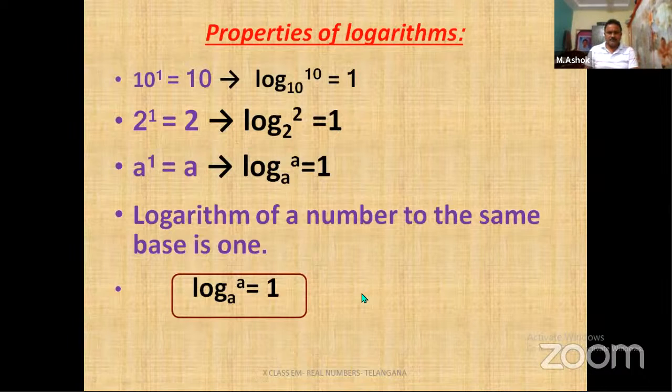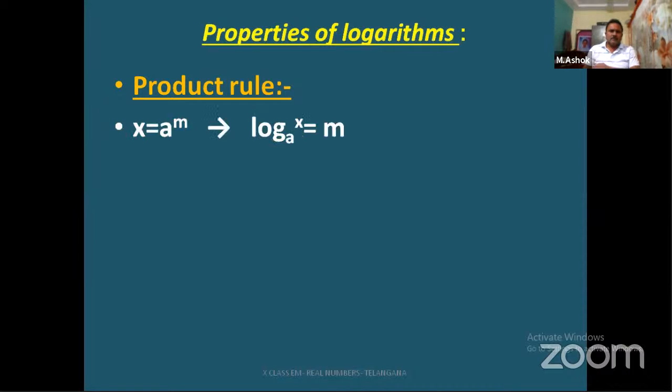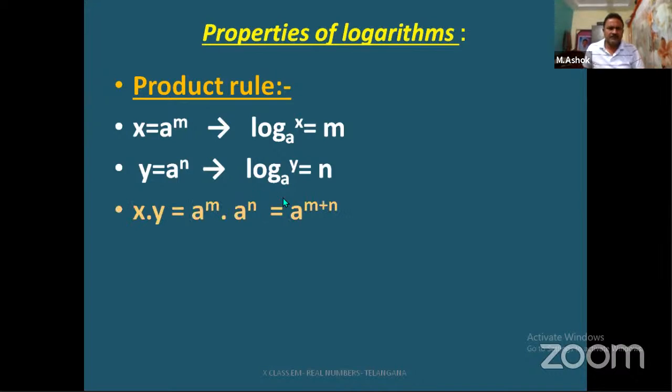Okay, now next one, product rule. So I am writing x is equal to a to the power of m. Its logarithmic form is log x base a is equal to m. I am taking one more variable, y is equal to a to the power of n. It is the logarithmic form of this one: log y base a is equal to n.